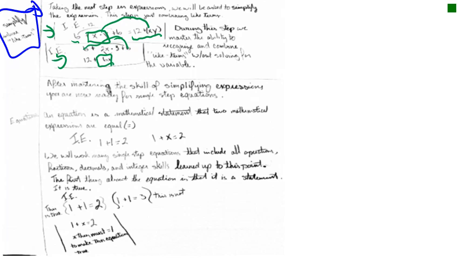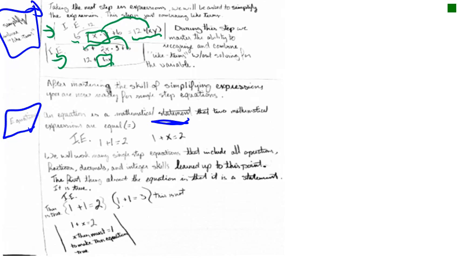All right, now let's go into equations. Equations are different than expressions. The main thing to know is they are statements. Equations are statements. Okay. After mastering the skill of simplifying your expressions, we're ready for simple one-step equations. An equation is a mathematical statement. Statement is a key word here, that two mathematical expressions are equal.